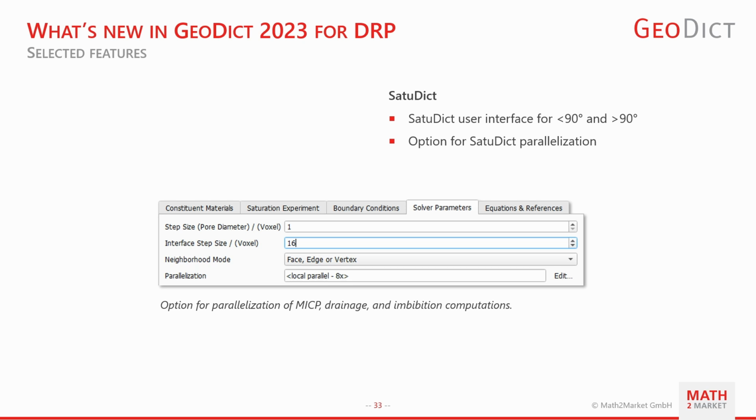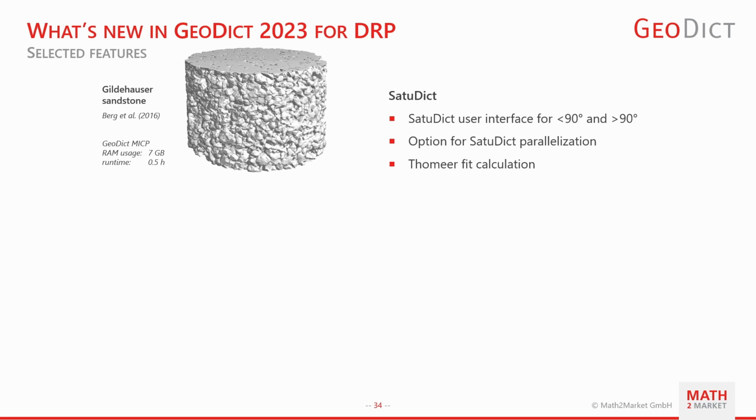With the SATODIC performance increasing in recent GeoDict versions, we decided to add an option for parallelization of drainage and imbibition computations. Also available, the calculation of the Thomeer fit is now part of SATODIC in GeoDict 2023.